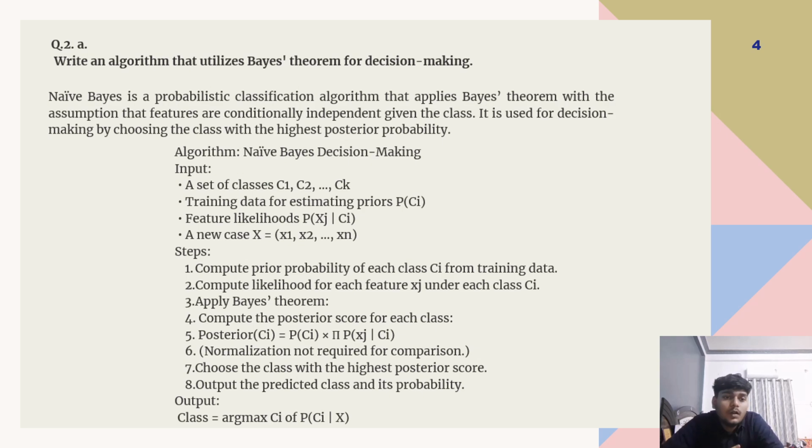Question number two, question number 2A part. Write an algorithm that utilizes Bayes' theorem for decision making. Naive Bayes is a probabilistic classification algorithm that applies Bayes' theorem with the assumption that features are conditionally independent given the class. It is used for decision making by choosing the class with the highest posterior probability.